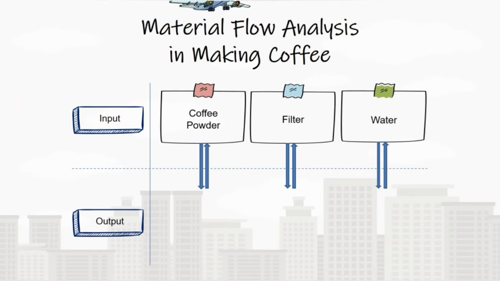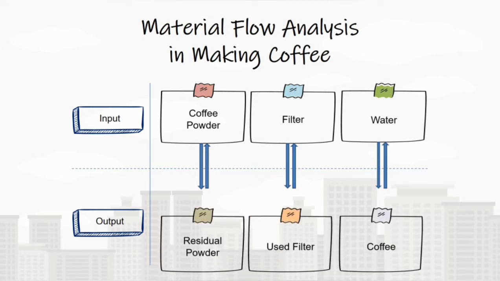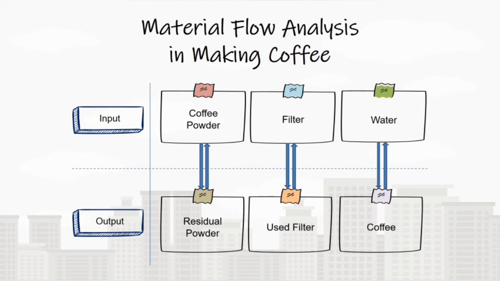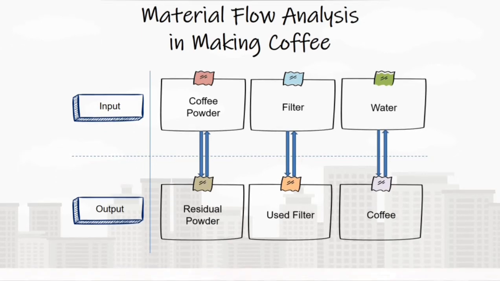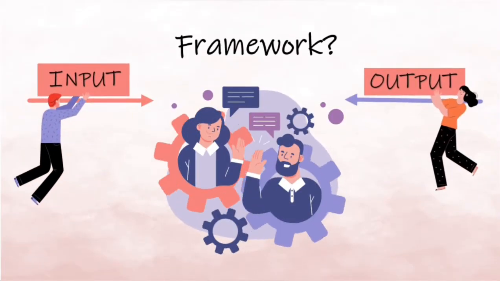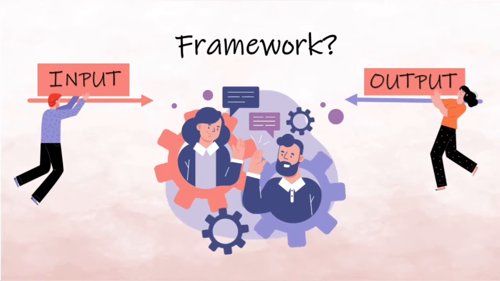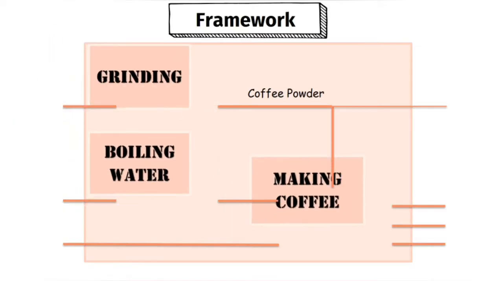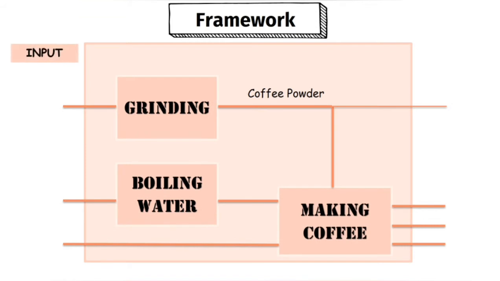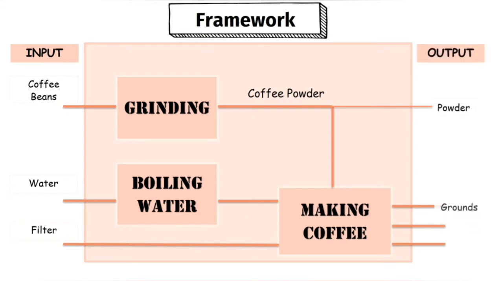Input means material or ingredients used before the coffee is produced, while output means the waste produced during and after making the coffee. The framework includes the process of grinding, boiling water, and making coffee. For the input, we have coffee beans, water, and filter. And for the output, we have powder, grounds, coffee, and used filter.